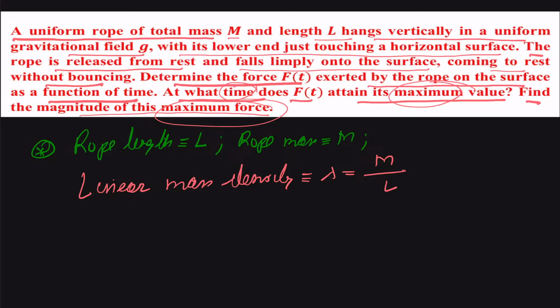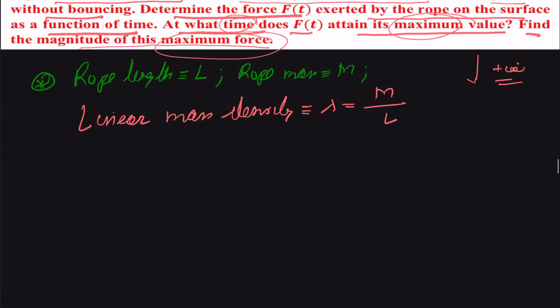And it is given that at the start the bottom end is just touching the table. Okay. And here we are also going to take the downward direction as positive. This is going to help us solve the question. And first we are going to discuss the kinematics of the falling rope, in which we are going to use the basic formulas of kinematics.